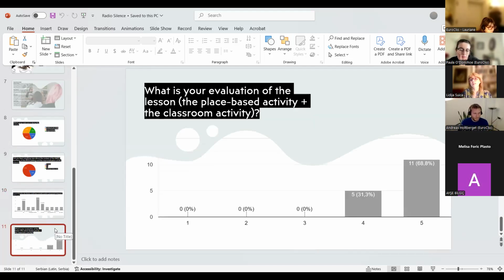Of course, I asked them to evaluate the lesson plan from 1 to 5, and 11 of them evaluated the class activity as 5, the highest mark, and 4 of them gave the mark 4. They really liked this lesson plan.